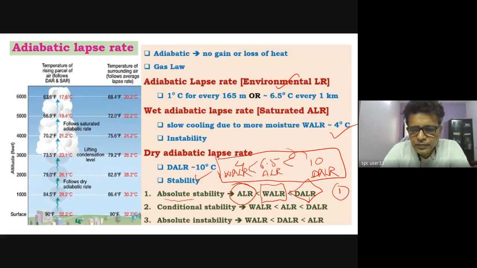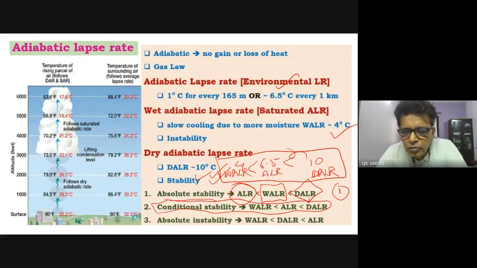Absolute stability is where your environmental lapse rate is going to be lesser than a wet adiabatic lapse rate. That means it's going to be very much saturated as such. On the other hand, conditional stability is going to be where this moves to the center of these. That means this condition, the normal condition that we are referring to, is conditional stability. You can see the upper square and this, they do match to each other.